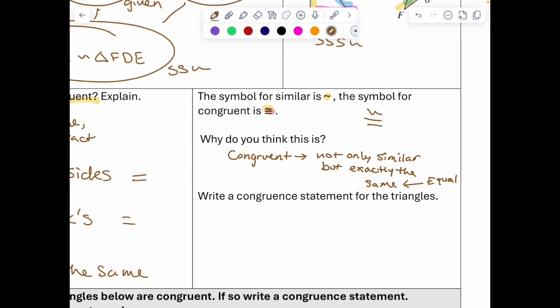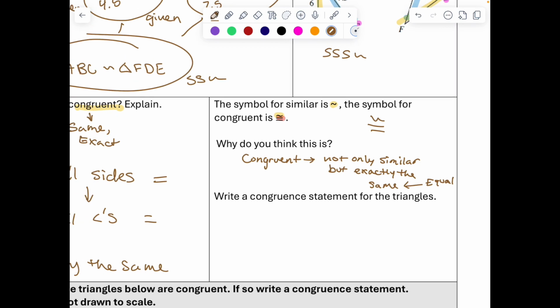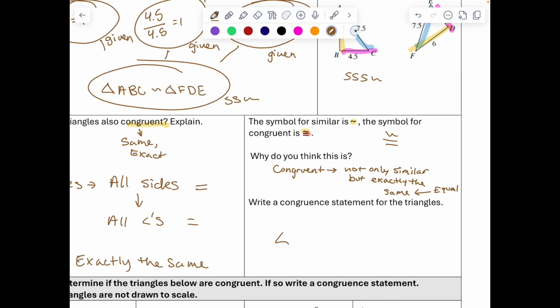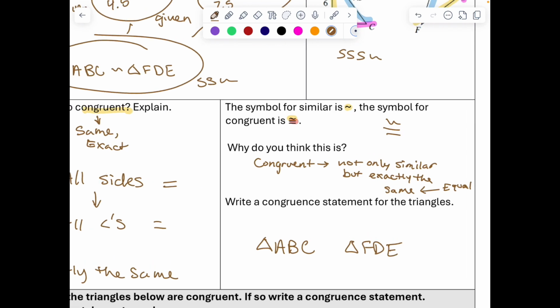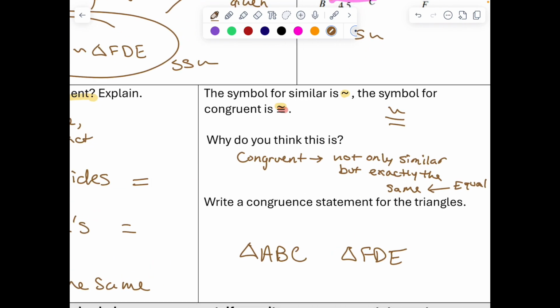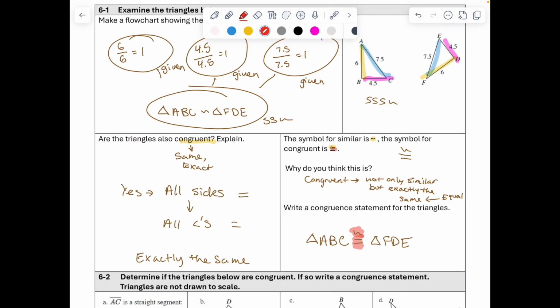So it is telling us to write a congruent statement for the triangles. Well, it would be the exact same thing, triangle ABC and triangle FDE, but not only are they similar, they're exactly the same, they are congruent. So that's our new symbol there that we will be using.